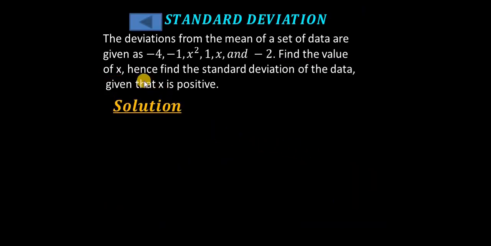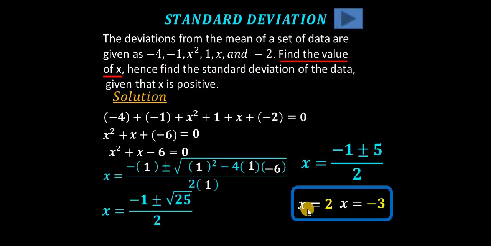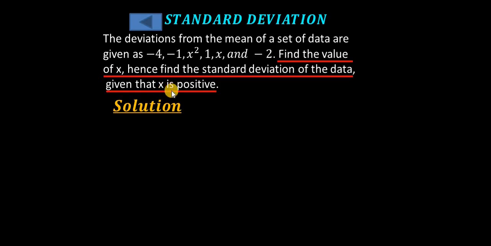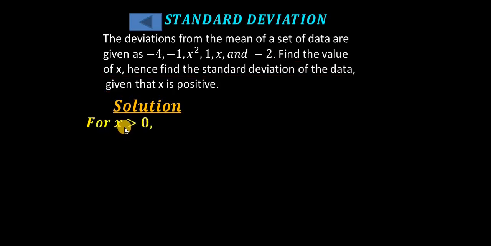Next, remember we were to find the value of x and hence find the standard deviation of the data given that x is positive. Previously, we saw that the values of x are x is +2 and x is -3. But the condition we're required to deal with here is that x is positive. So we consider the positive value of x. That is, for x being positive, we have x as 2. So we're going to use the value 2 to proceed to determine the standard deviation as desired.